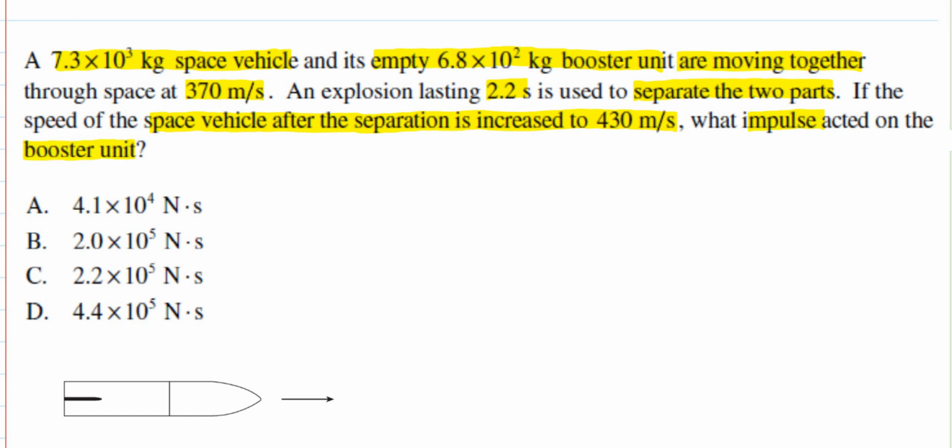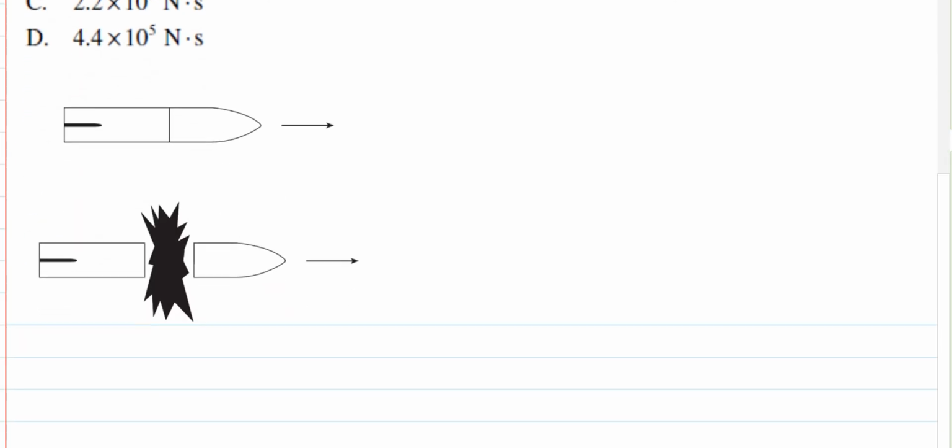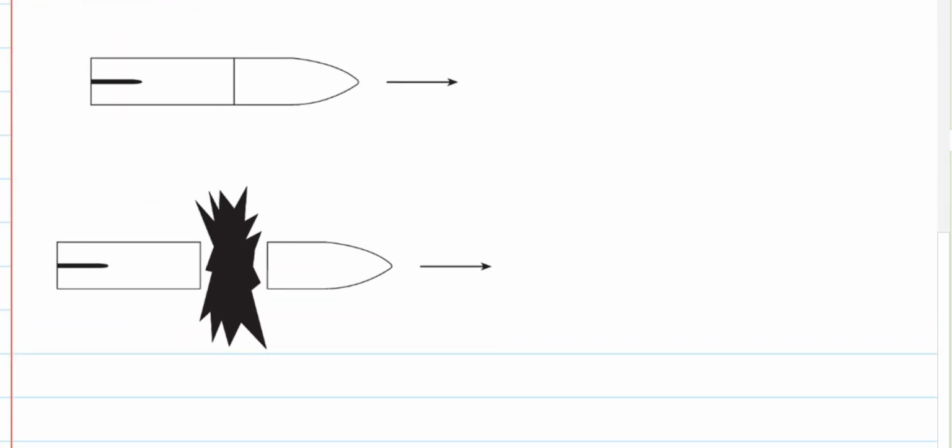Okay, so just before we organize this problem, what we're saying here is that the space vehicle is 7,300 kilograms, and it's attached to a booster unit which is 680 kilograms, and they're moving together at a speed of 370 meters per second. So if I go to this diagram right here, let's label this object. We have 7,300 kilograms for the space vehicle, and then we have a booster unit attached to it at 680 kilograms, and this is moving together at a speed of 370 meters per second.